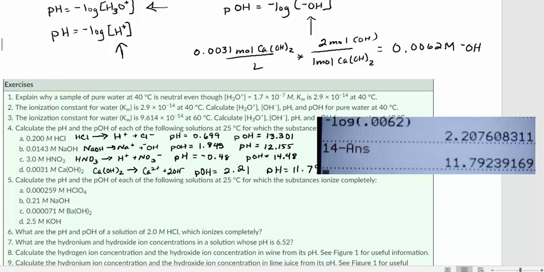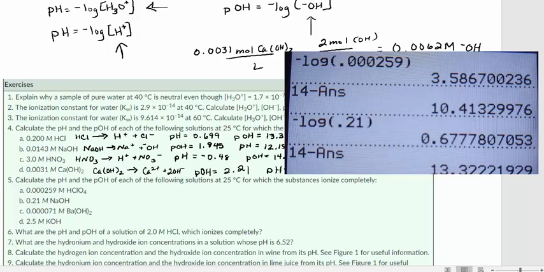Number 5, calculate the pH, pOH of each of the following substances. Substances ionized completely. Here we have a monoprotic acid. That's an acid that has 1 proton to give, so 1 hydrogen. It's going to ionize completely. That means in order to find the pH, I'm going to use the standard pH equation and insert this value, 0.00259, into the calculator. And when I do that, I find that the pH is 3.587. That means the pOH is 14 minus that value, or 10.4133.